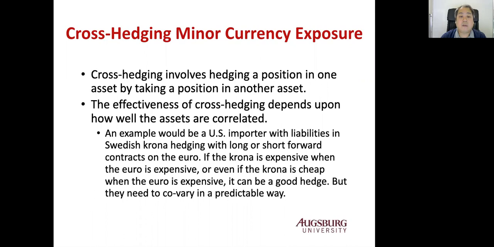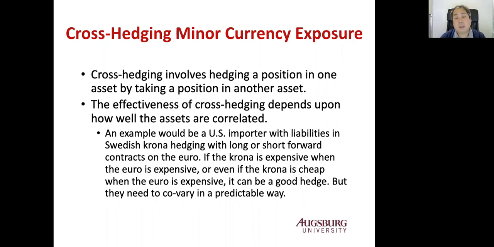So cross-hedging involves hedging a position in one asset by taking a position in another asset. So the correlation matters. Let's see the examples. An example would be the US importer with liability in the Swedish krona, hedging with long or short forward contract on the euro. The thing is, if the krona's movement is very similar to the euro, then you don't need to actually hedge against the krona, you just use euro, right?